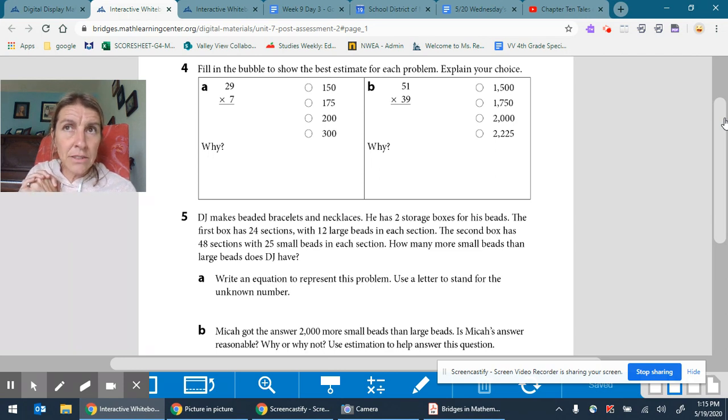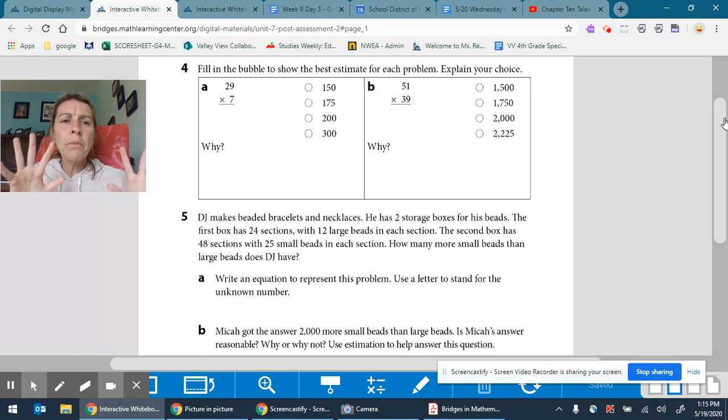So 5A, it says, write an equation to represent this problem. Use a letter to stand for the unknown number. So that's what we want you to do first. And you're going to have to go back and look at it. But Mrs. G kind of set up the problem for you already, like how to solve how many large beads, how to figure out how many small beads. And then I'm pretty sure you just have to find the difference. Difference meaning subtraction.